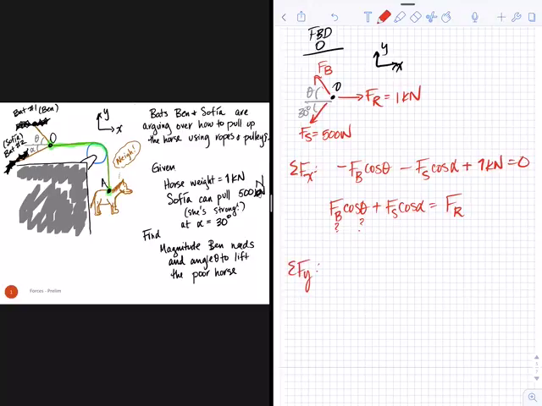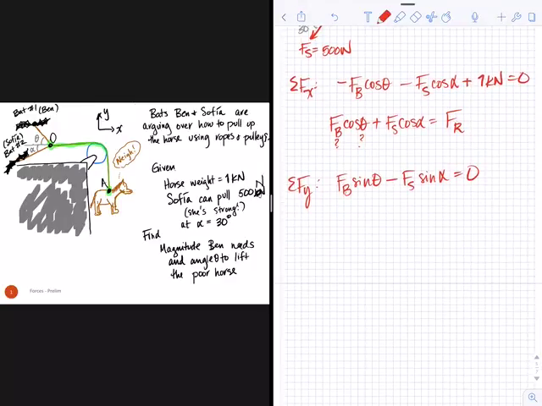We'll use sum of forces Y then. This is the only other equation available to us in this problem because we're dealing with particle equilibrium. So sum of forces Y will be FB sine theta minus FS sine 30, or alpha, equals 0. Okay, so we have 2 equations, 2 unknowns. At this point, you could throw this into MATLAB and solve for FB and theta, or you can do it by hand.